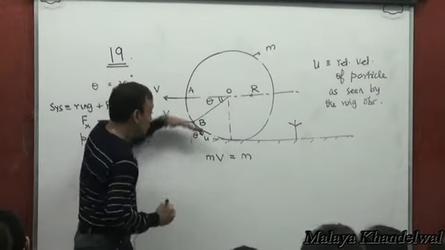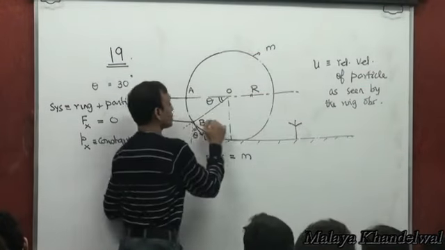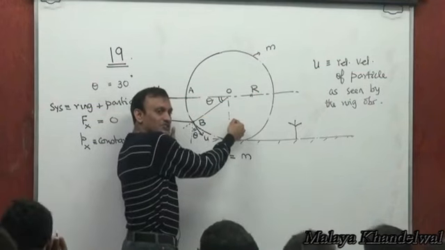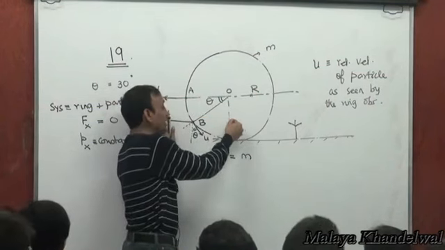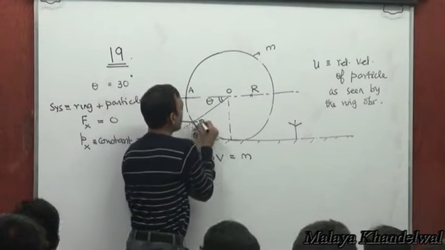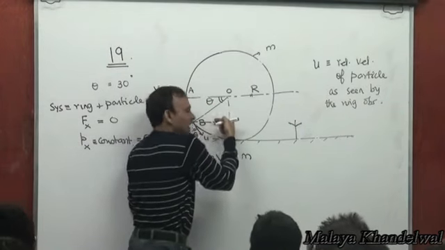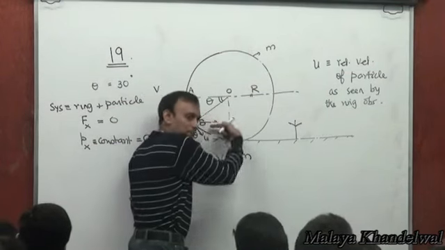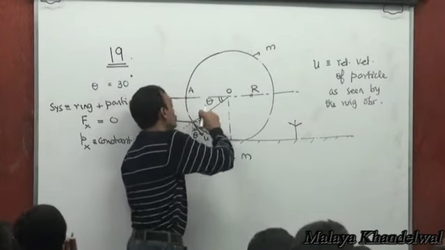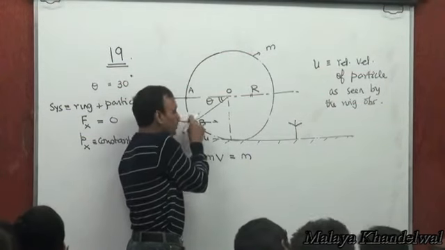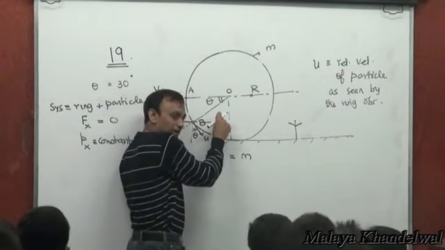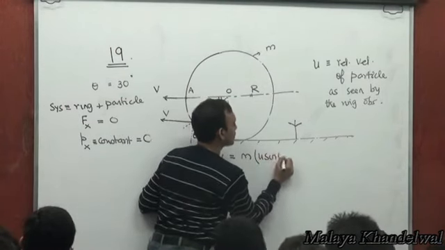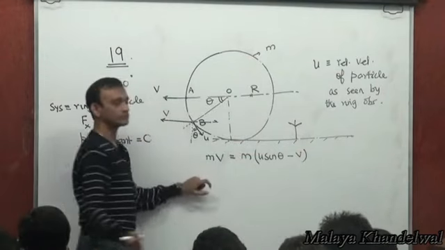And for the particle in the rightward direction, it's u sin theta minus v. See, the net velocity in this direction for the particle will be u sin theta relative. The relative velocity in this direction plus the velocity of the observer in this direction will give me the absolute velocity in this direction, which would be u sin theta minus v, the velocity of the particle in this direction as seen by the ground observer. So that's going to be m into u sin theta minus v. Is that all right?